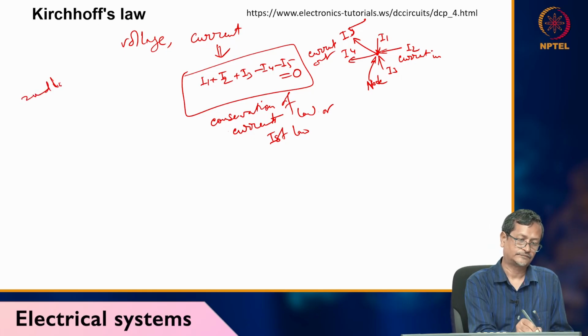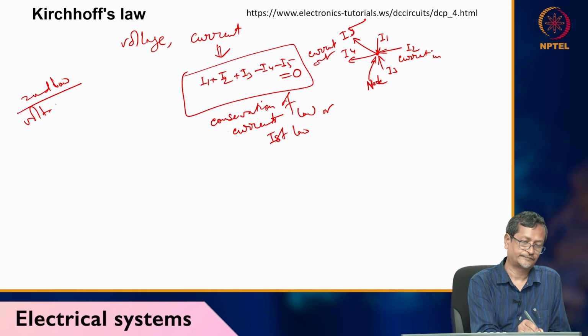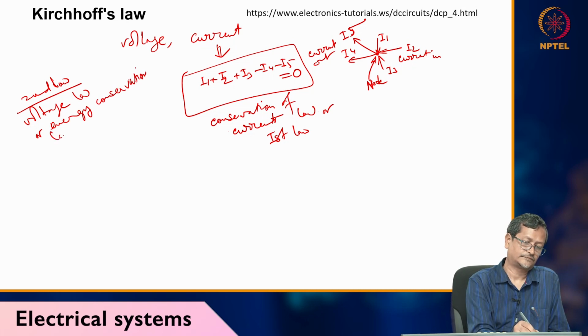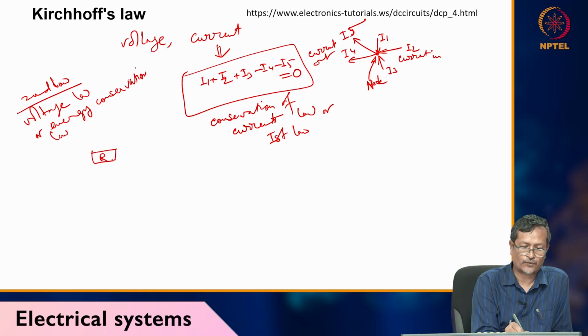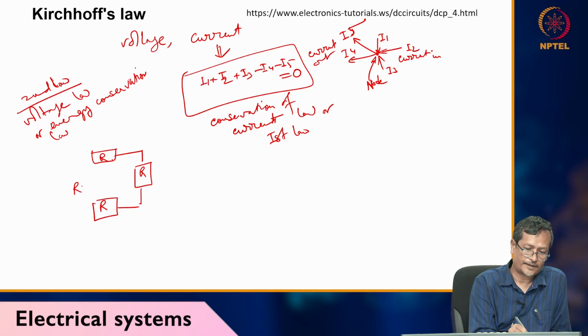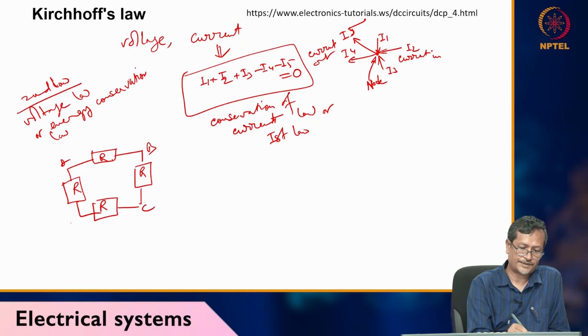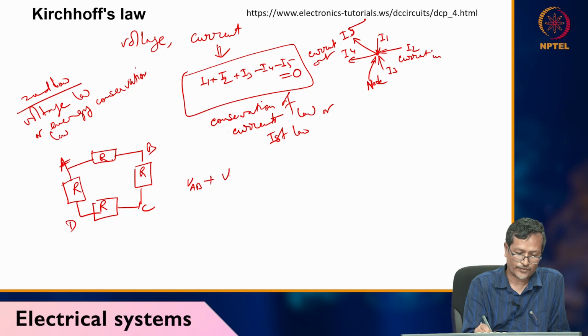The second law is the voltage law, or energy conservation law. Here let's say I have resistances like this, A, B, C, D. So voltage A to B across R plus voltage BC plus voltage CD plus voltage DA equals 0.